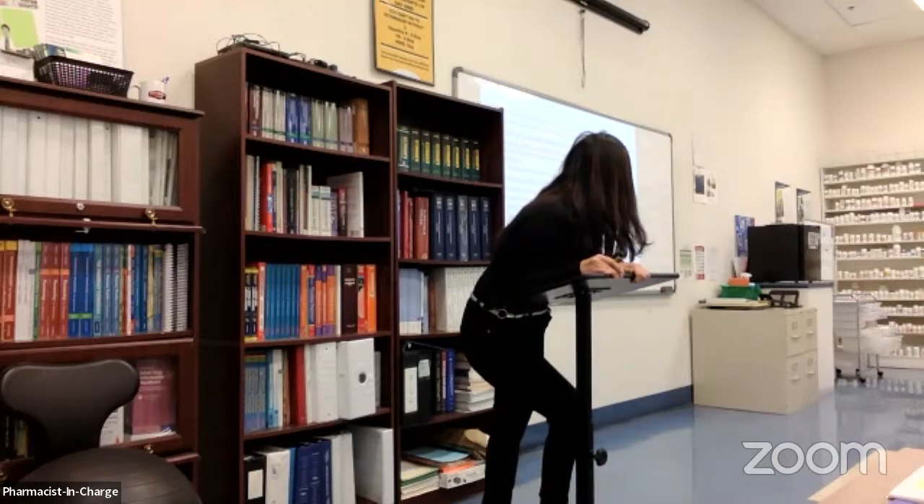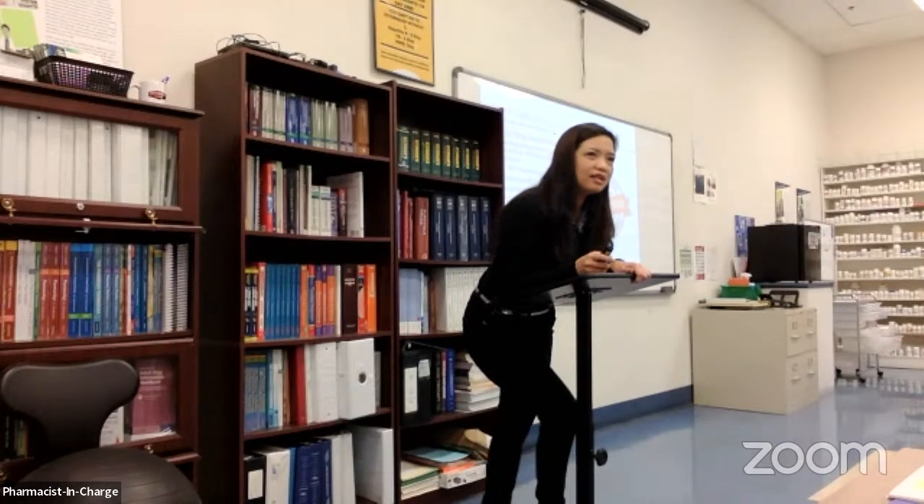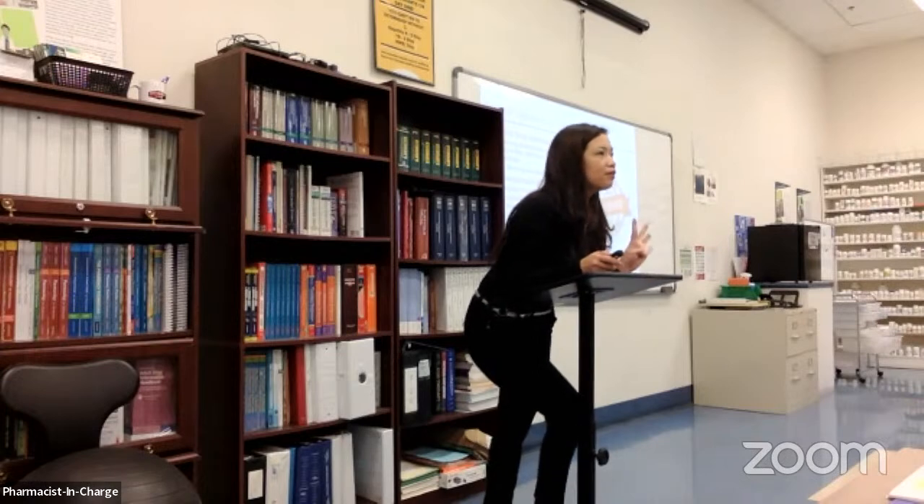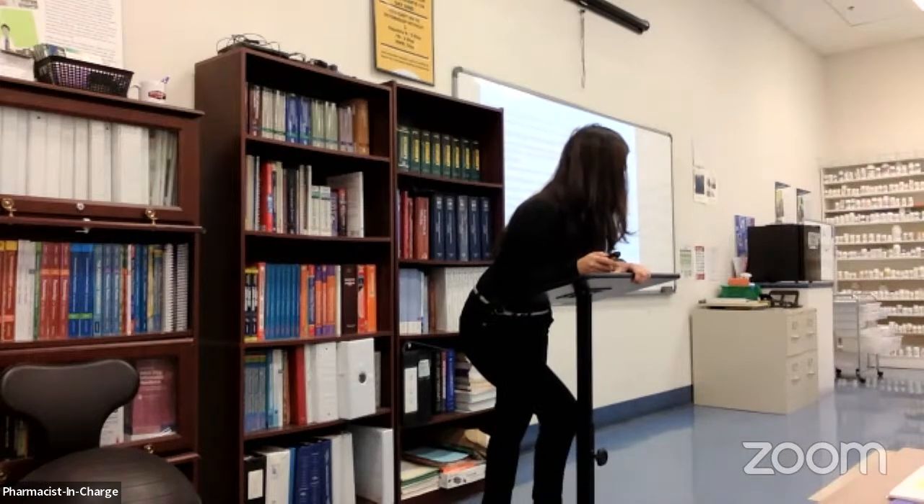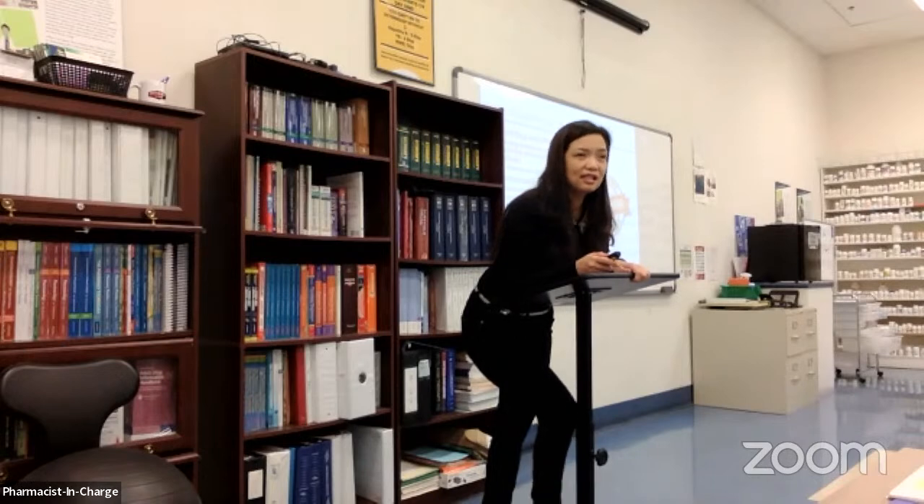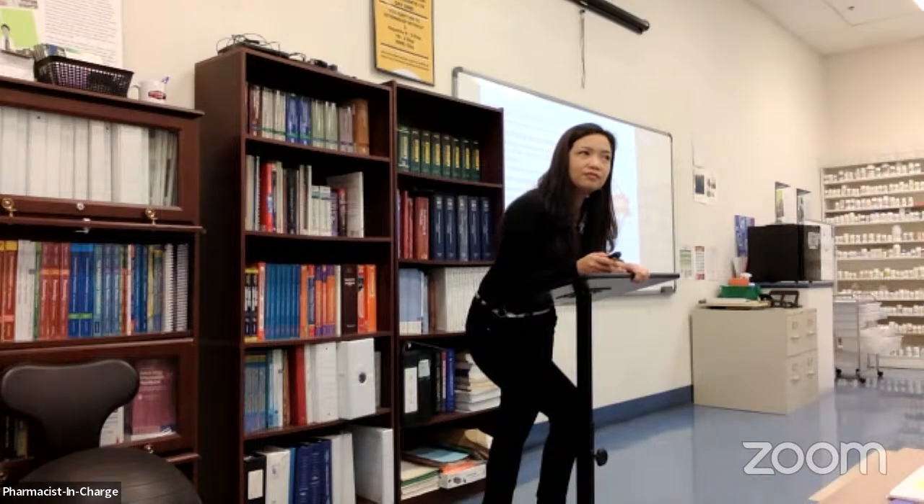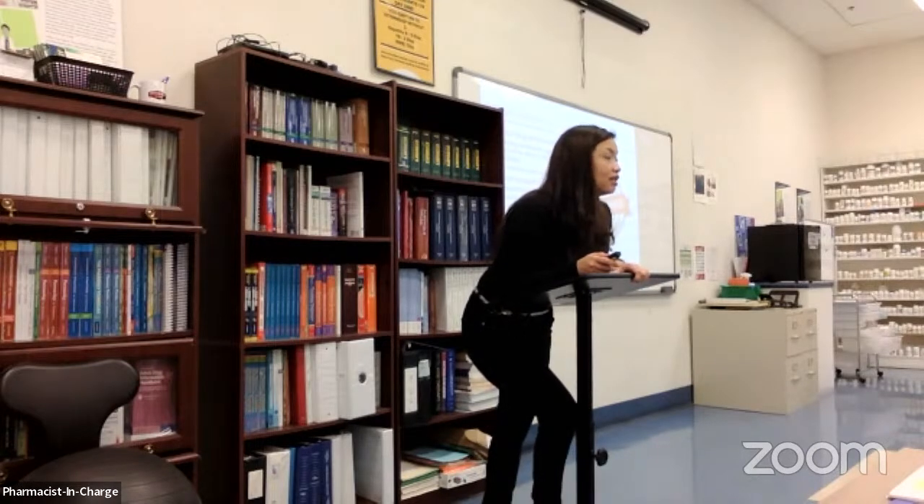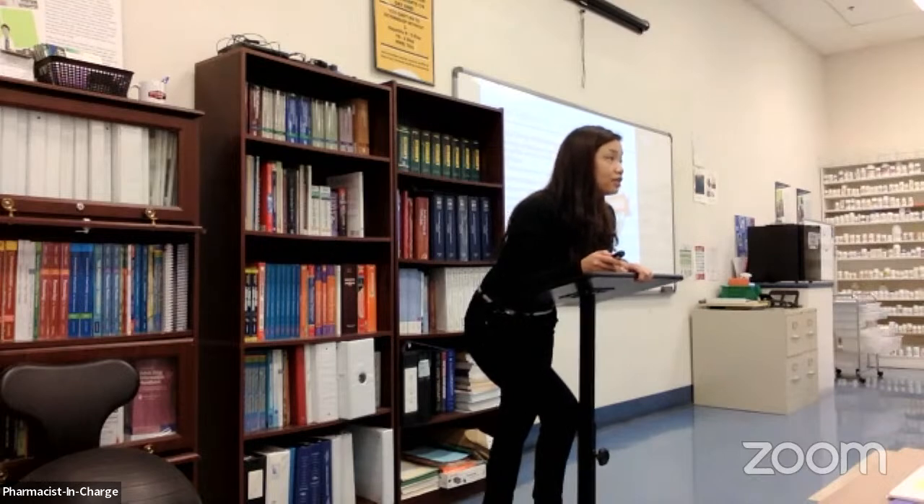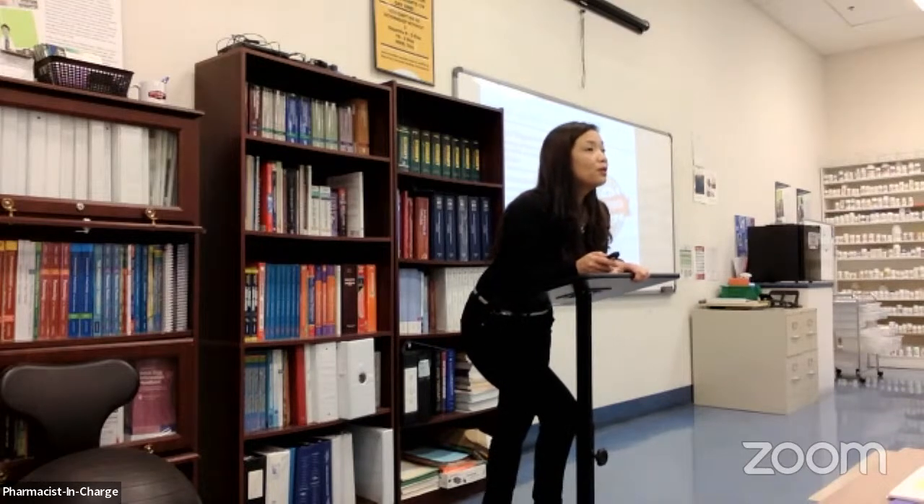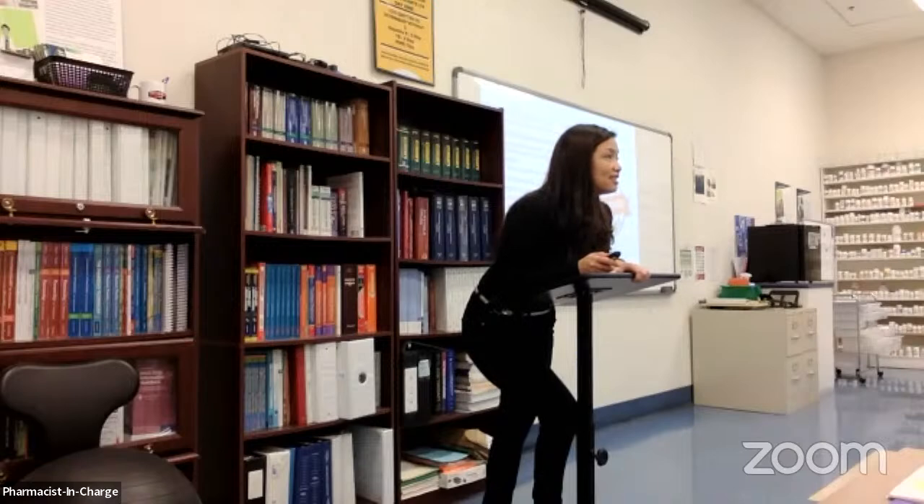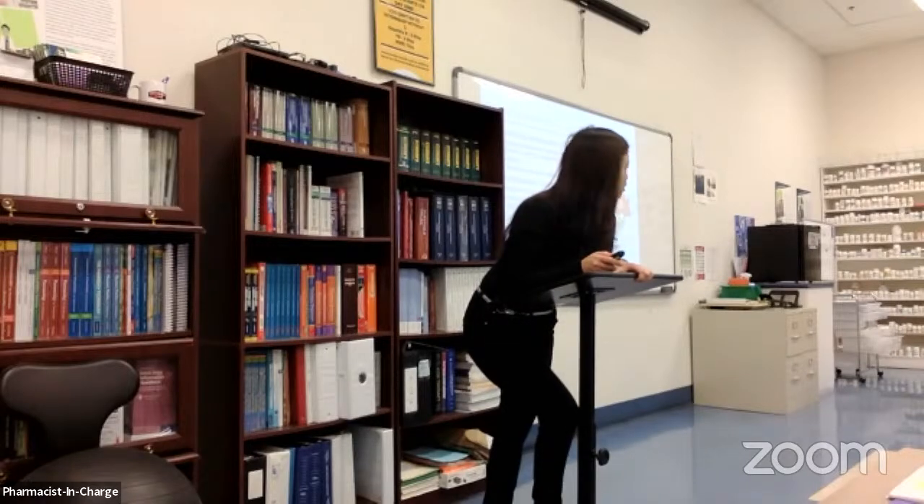I talked about USP the other day. Remember, you have to remember four USP chapters. USP 797 is sterile compounding preparations. What's 795? Non-sterile compounding preparations. What's 800? Handling hazardous materials or substances. And what's 1075? Good compounding practices.